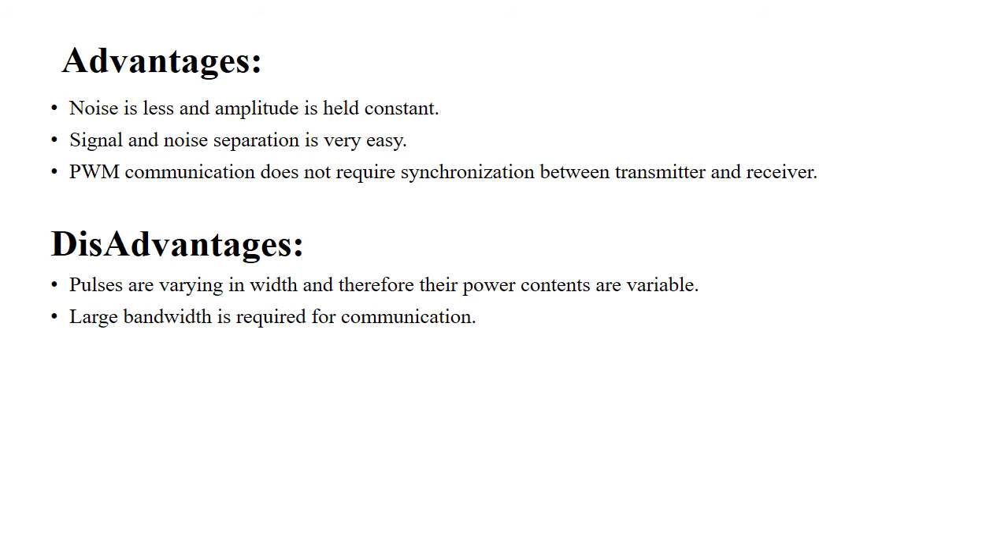Next are the advantages. Noise is less and amplitude is held constant. Signal and noise separation is very easy. PWM communication does not require synchronization between the transmitter and the receiver side. The disadvantages: the pulses vary in width and therefore the power content is variable, so the transmitter is required to handle the varying power content. Also, a larger bandwidth is required for communication.